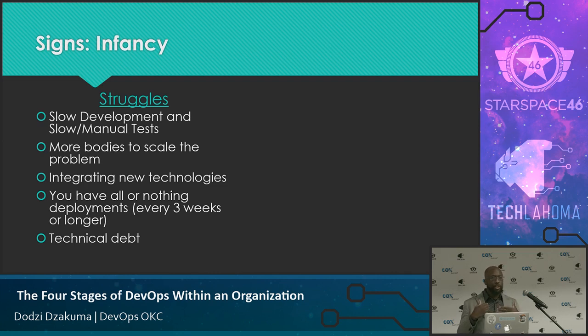Your company wants to meet the needs of its market. It wants to adjust to its customers, but it can't because of all of this slowness. So the next thing you say is, well, if we're slow, it's probably because we don't have enough people. Let's just toss bodies at the problem to scale it.